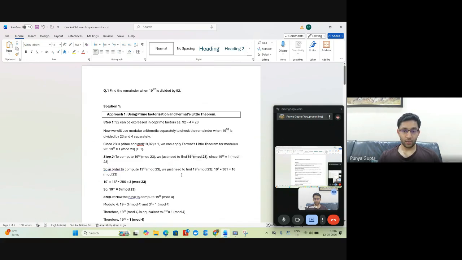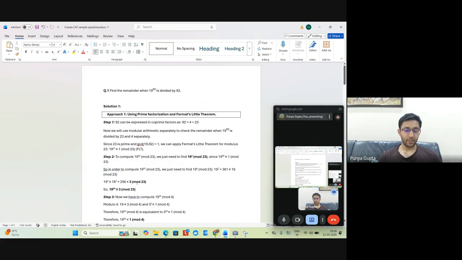So in order to do this, this is very straightforward. 19 square is 361, which gives remainder of 16 upon division by 23. And 16 square is 256, which gives us a remainder of 3 upon division with 23. So thus we can claim that 19 raised to the power 92 will also give us a remainder of 3 when it is divided by 23. So this is the first step of our solution. We have obtained the remainder when the dividend is divided by 23.